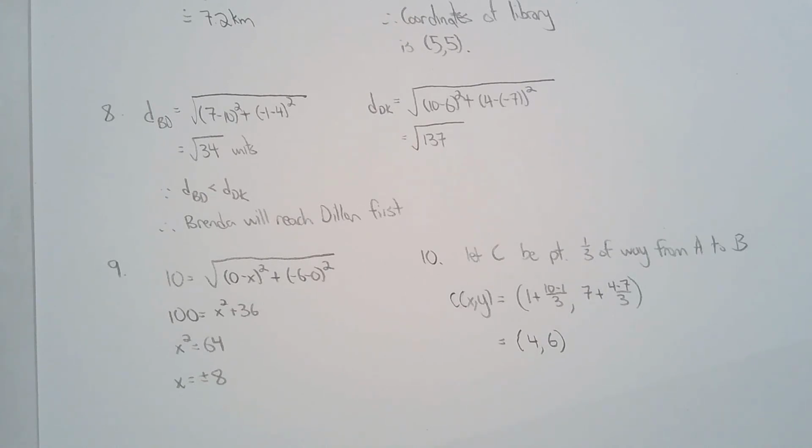Lastly, they want me to show that a point is 1/3 of the way from A to B. So I actually found 1/3 of the rise and 1/3 of the run and tacked it on to point A, because I'm going from A to B. And that's the solutions for Chapter 2 review.